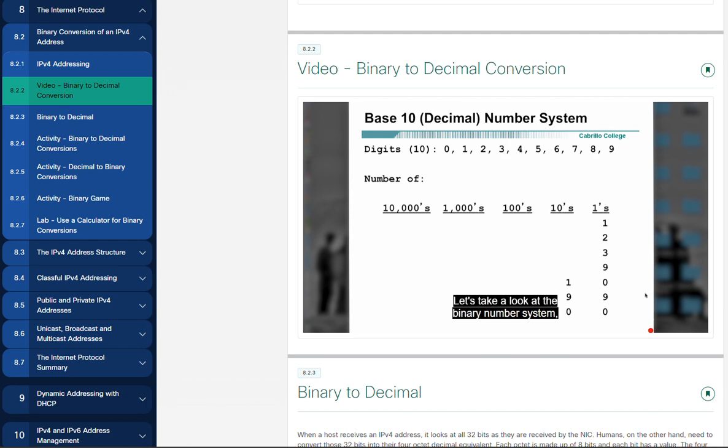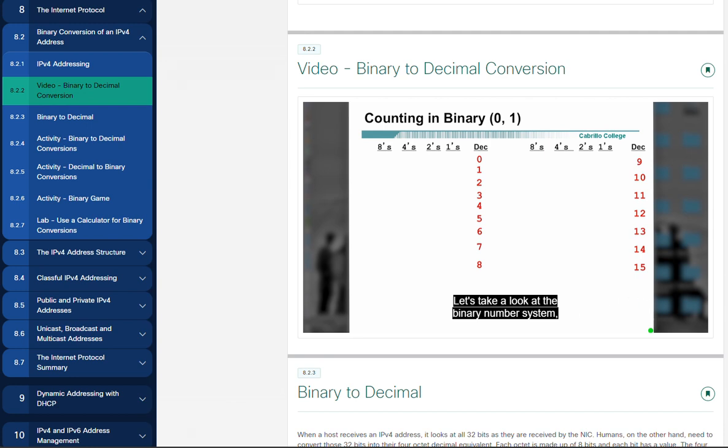Let's take a look at the binary number system. In the binary system, the first column is our column of ones. The next column, because base 2, is 2 times this column, so that would be 2. The next column, base 2, 2 times 2 is 4. The next column would be 8, and we'd keep going, but we're going to leave it at this.